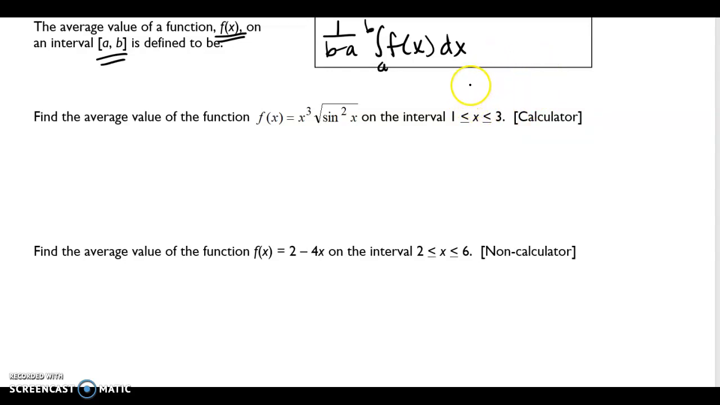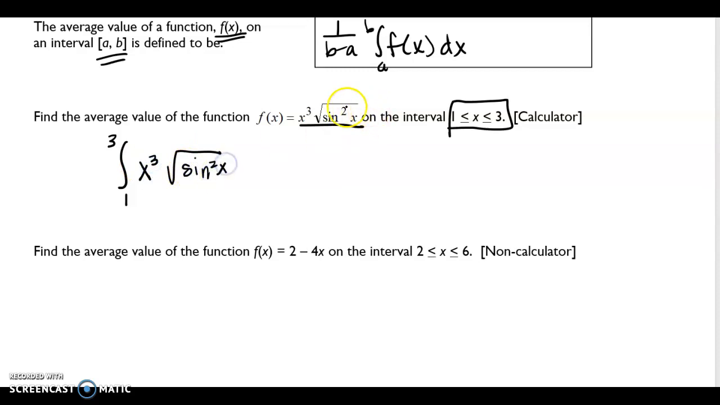Our first question says find the average value of the function x cubed square root of sine squared x on the interval from 1 to 3. So that interval helps us set this up. We're just going to go from 1 to 3. Our function f of x is what our integrand is, x cubed square root of sine squared x. Now don't just cancel the square root and the squared, because that's actually making sure that that sine of x stays positive. It's really like an absolute value. So you're just going to type it in your calculator just like it shows, and then dx there. So that's just my integral part.